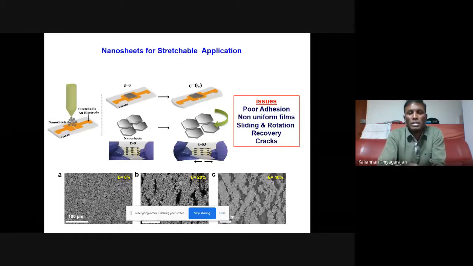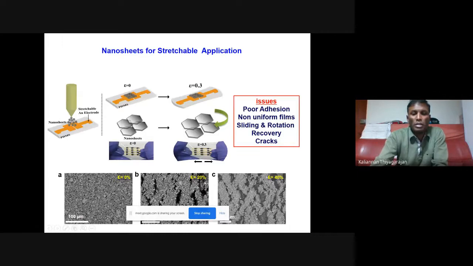So this is not good, and you can see in the images below, when I stretch it 20%, there is a crack, huge cracks forming. So with this crack approach, it is not useful for real application. Crack means the dislocation and movement of these sheets.